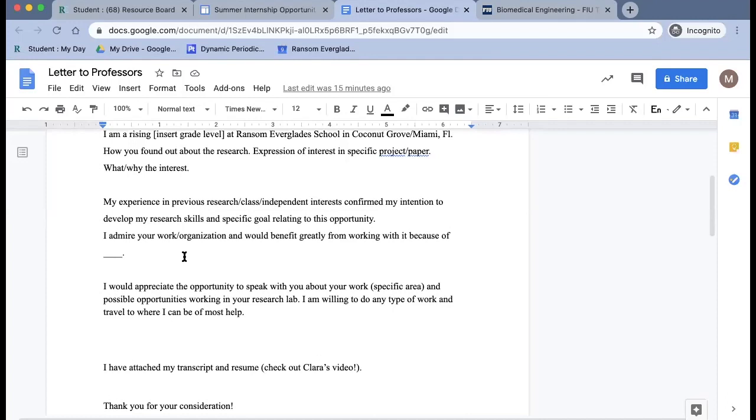So why do you want to be doing this research? And you'll see in my sample email, which I'll show you next, that you want to talk about a specific goal. Maybe it's furthering your path of study or your interest, or you want to figure out if this is right for you, if you're really interested in this topic. Okay, those are all great reasons. So this is kind of the same thing, just a different structuring of it. So I should write here, I admire your work organization and would benefit greatly from working with it because, and then an answer.